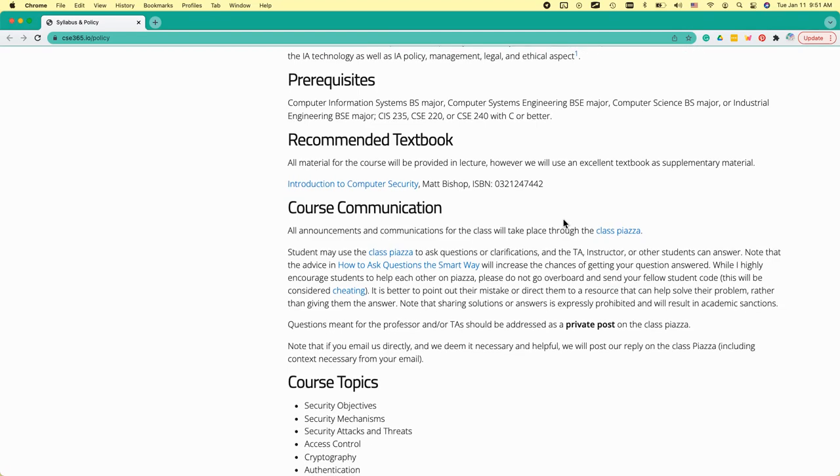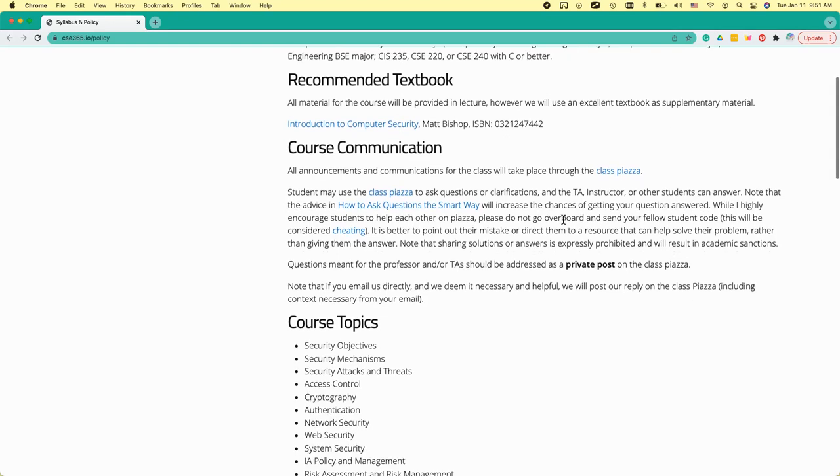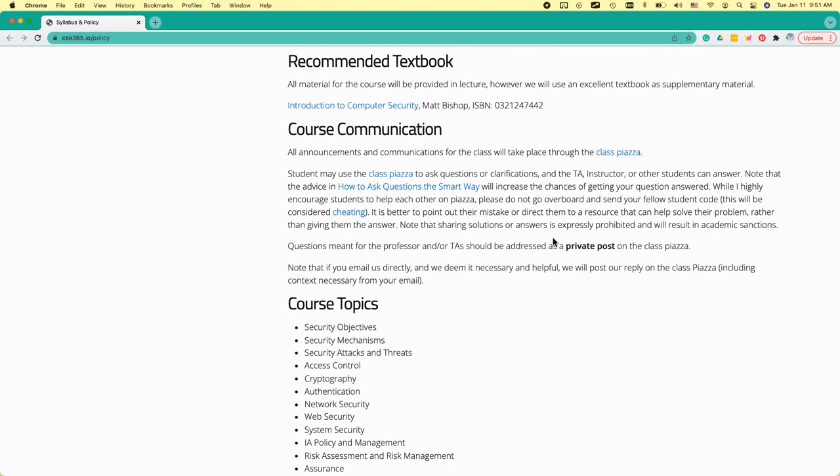All right. And then we have a recommended textbook, although we're not going to stick to that textbook. You can purchase that textbook and get the knowledge from there. And in terms of course communication, as we mentioned, we're going to be majorly using Piazza, and you can get the link from here and register yourself to the class. Please make sure that you ask questions on Piazza, and we always prioritize Piazza over email.